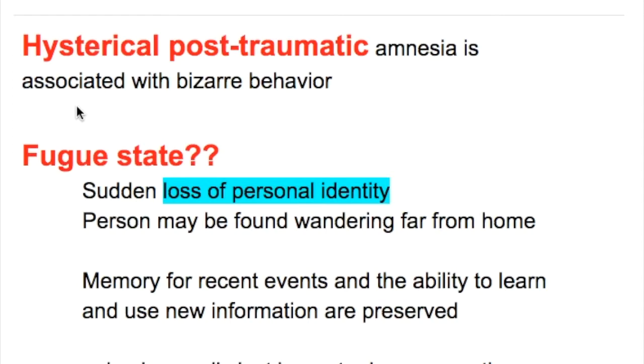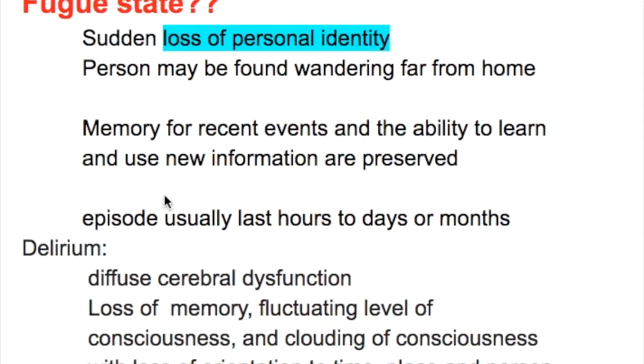This one is associated with bizarre behavior. What's fugue state? Fugue state is a sudden loss of personal identity. The person may be found wandering far from home. Memory for recent events and the ability to learn and use new information are preserved. Episodes usually last an hour to days but may last for months.